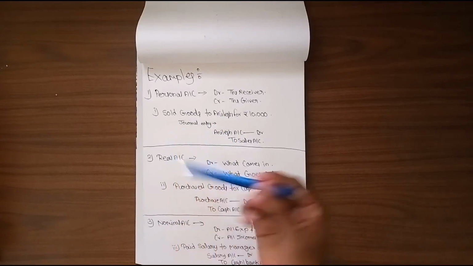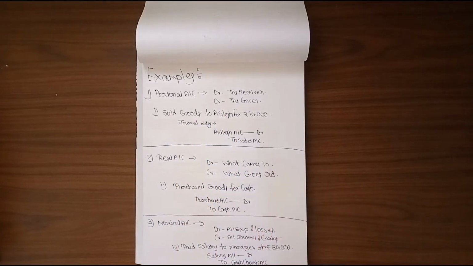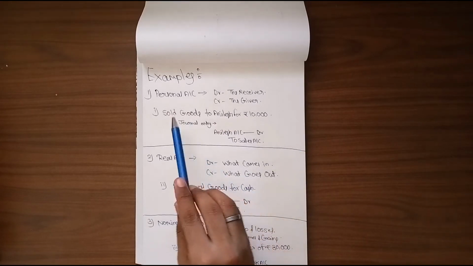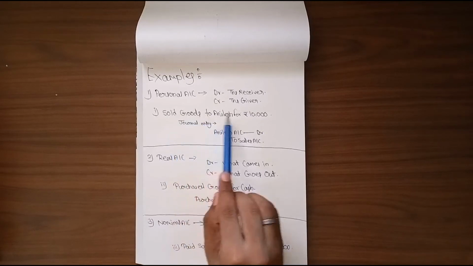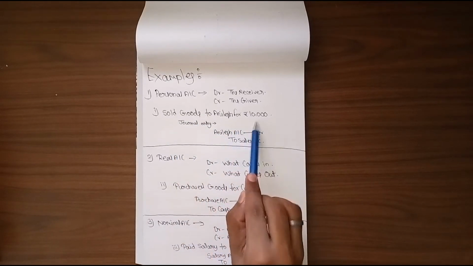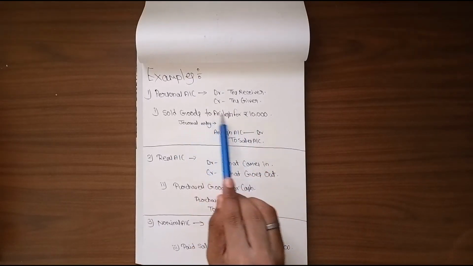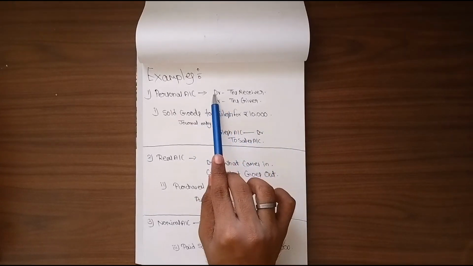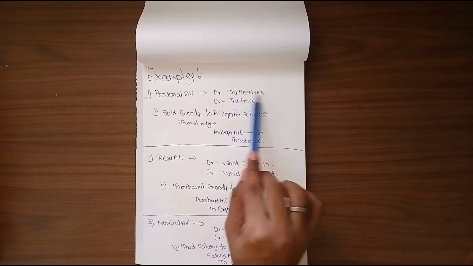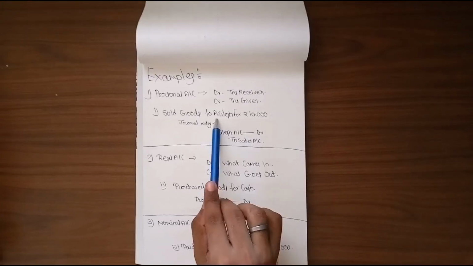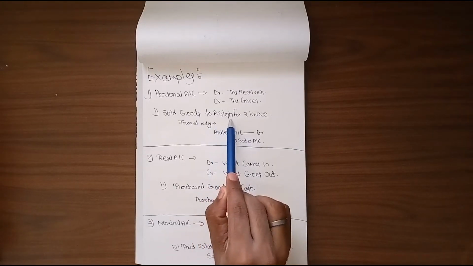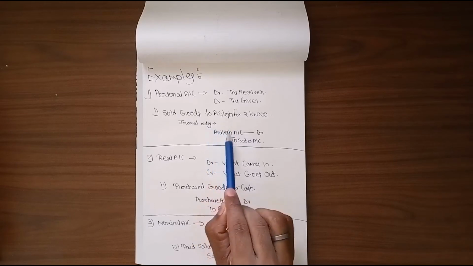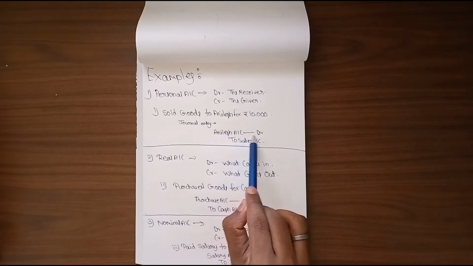Now what we have done, we have to think from our point of view. From the point of view of our business, we have sold goods to Anilesh for 10,000 rupees. Now we have sold this on credit, not in cash. Debit the receiver. So here the receiver is whom? Anilesh. Anilesh is the person who has received the goods. So Anilesh account will be debited.